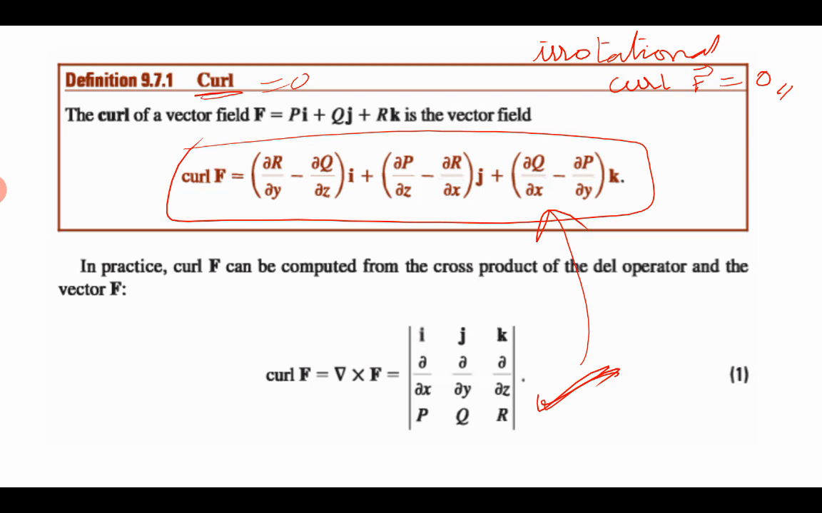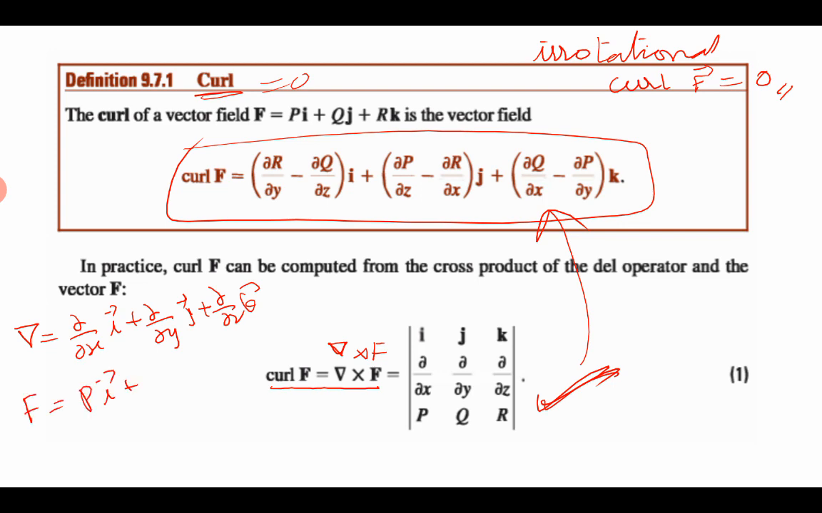But the idea is to find the determinant of 3 by 3. This is cross product, the concept of cross product. Del is our del operator and cross product with the f vector. So what is del? Del operator is a vector, isn't it? Dou by dou x into i, dou by dou y into j, dou by dou z into k. F vector has 3 components, p i, q j, r k.